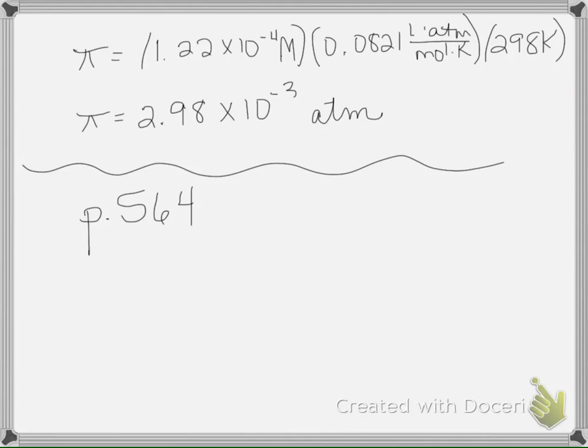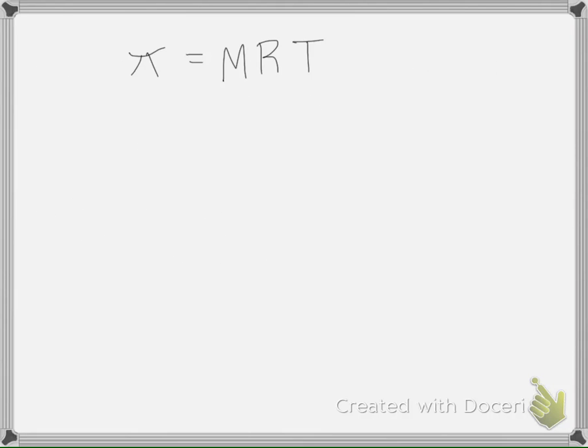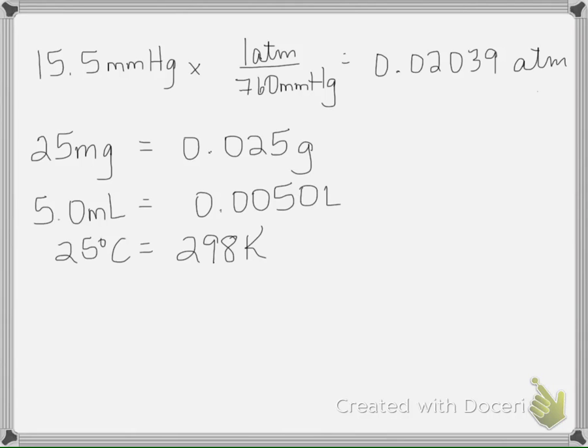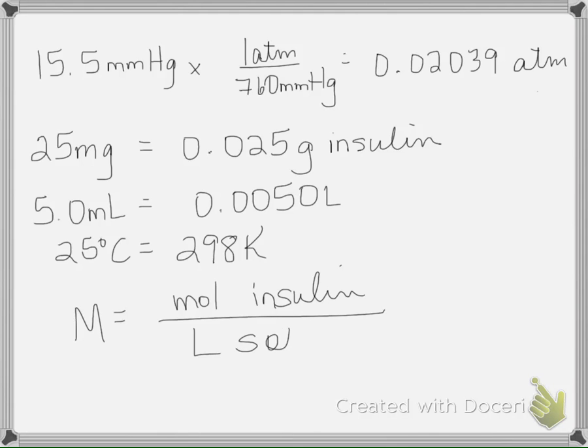Work that one. We worked some like this on Monday. You know that molarity in the formula, MRT, is moles of insulin per liter of solution. Do you know how many moles of insulin you have? No. You know you've got 25 milligrams of insulin, but you don't know what the formula is, so you don't know how many moles that is. Do you know the volume of your solution? Yes. So when you break molarity down into moles of insulin per liter of solution, moles of insulin is what you're going to be solving for in this problem, like we did on Monday. You don't know molarity, but you know the liter of solution. It's 0.0050.